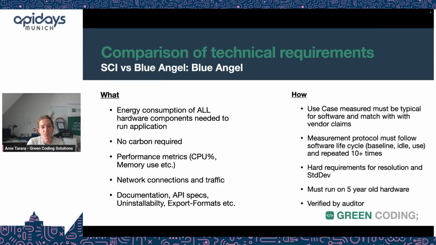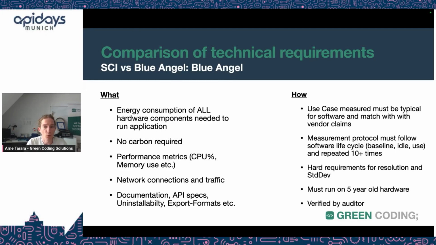And it also has soft values like documentation must be provided, the API specification must be provided, and also uninstallability of the application must be given. So the Blue Angel is a label that also focuses strongly on user autonomy and long use of the software. This is also why export formats must be open, so that in case the software is not supported anymore at some point, the user can still continue using the software by exporting the data.